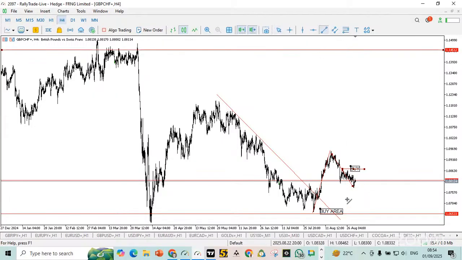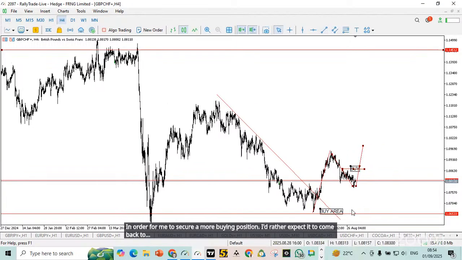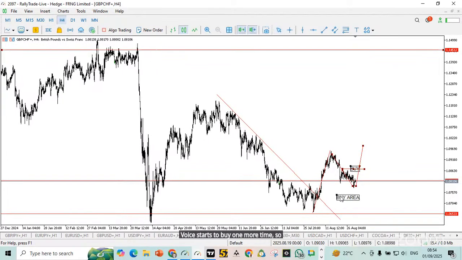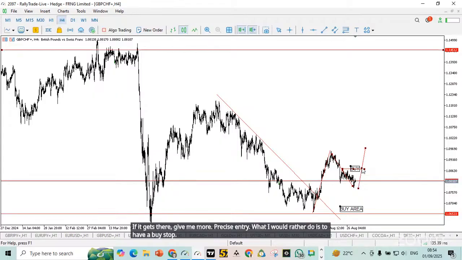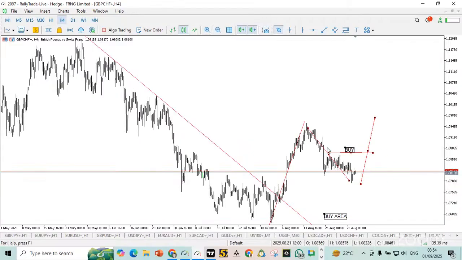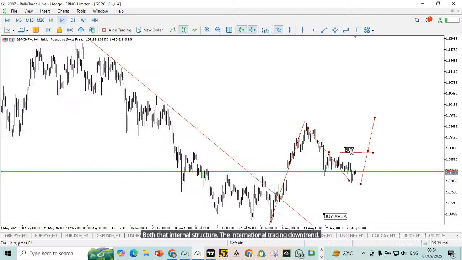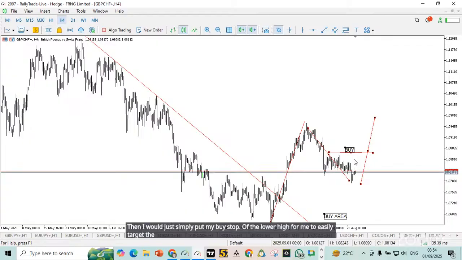In order to secure a buy position, I don't expect it to come back to this major support area again before it starts to buy one more time. Where I marked this buy area, I do expect it to get there, and if it does, it gives me a more precise entry. What I would rather do is have a buy stop above that internal structure. The internal structure is a downtrend, so I would simply put my buy stop above the lower high to easily target the continuation of the buy.